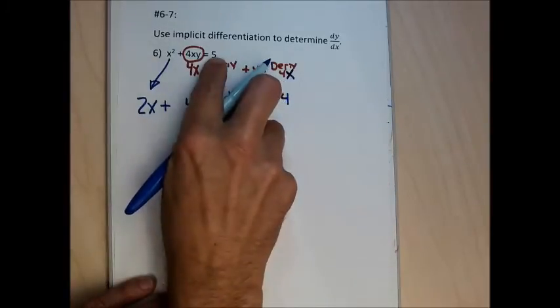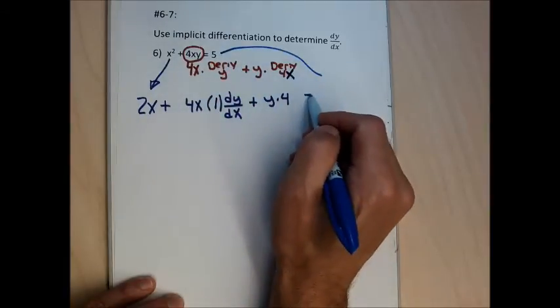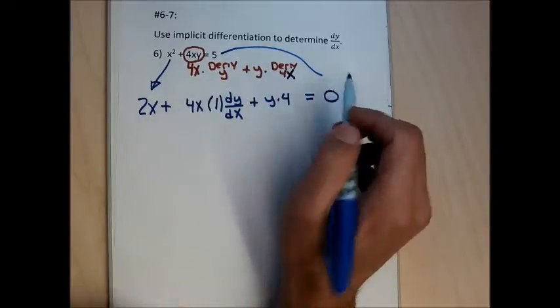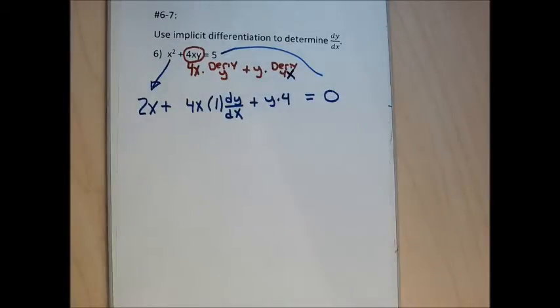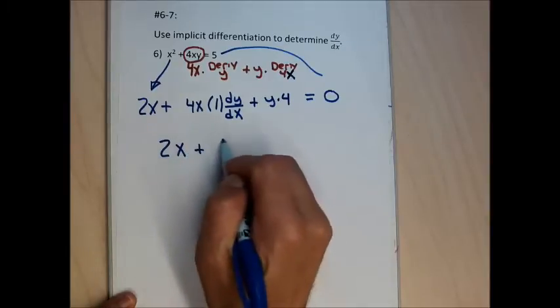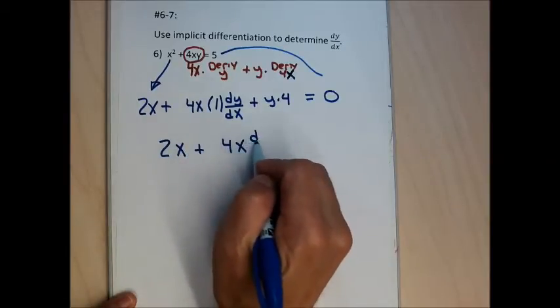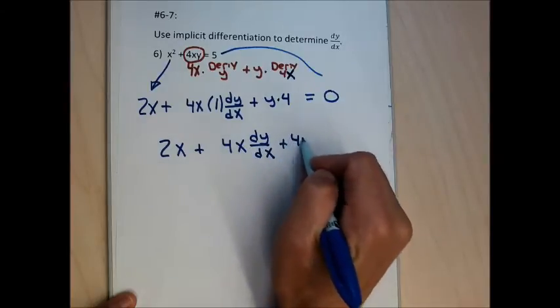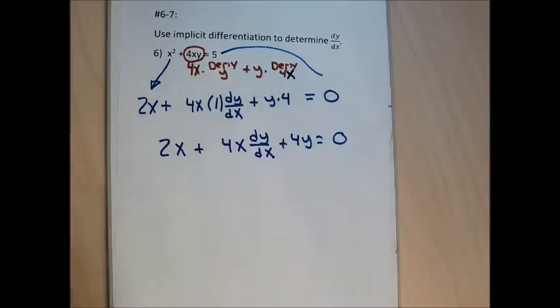And then to the right of the equal sign, I need the derivative of 5, because that 5 is a constant and it doesn't have an x or y. Its derivative is 0. Technically, I've done all the derivative taking I need to do. Now I just need to clean this up. I'm going to write this as 2x plus 4x dy/dx plus 4y equals 0. I need to take this and solve it for dy/dx.